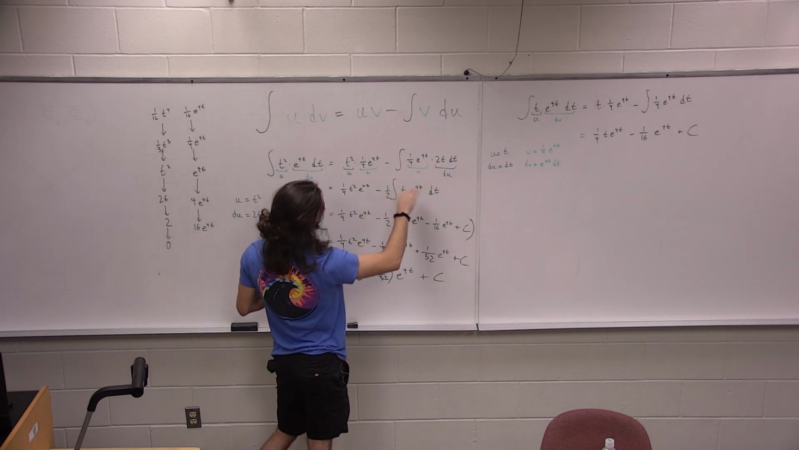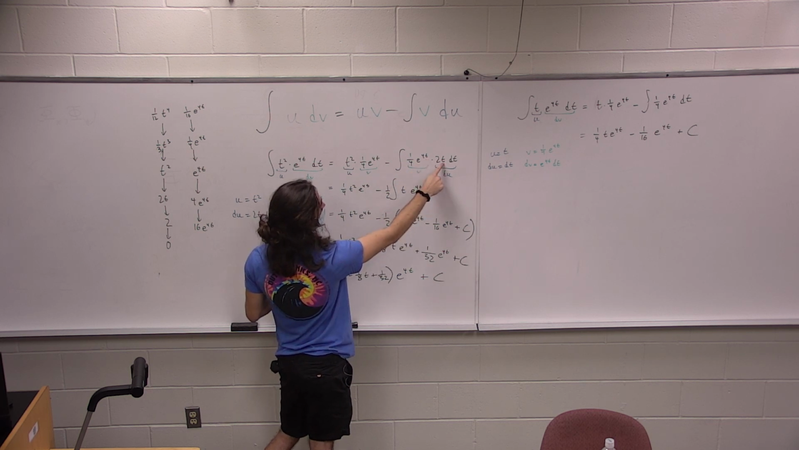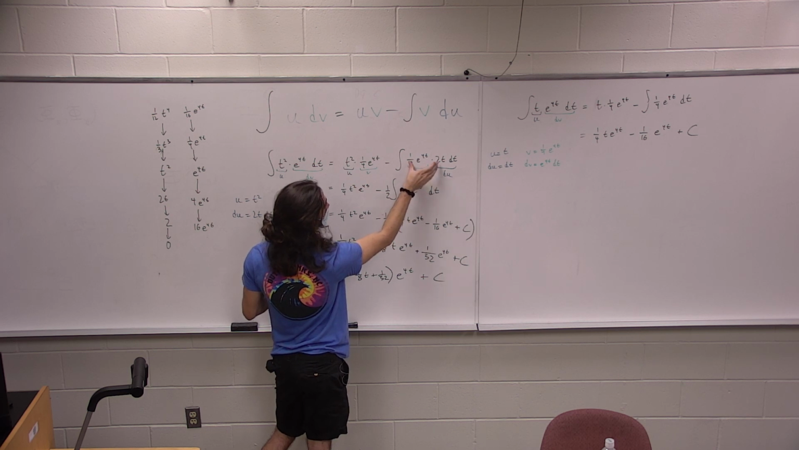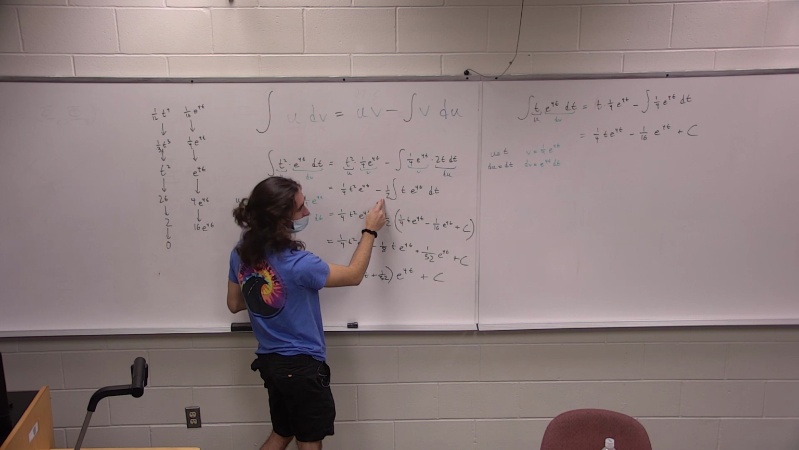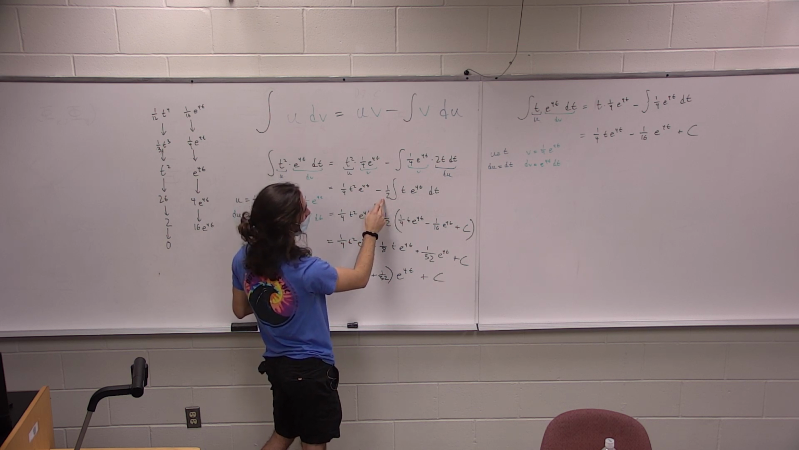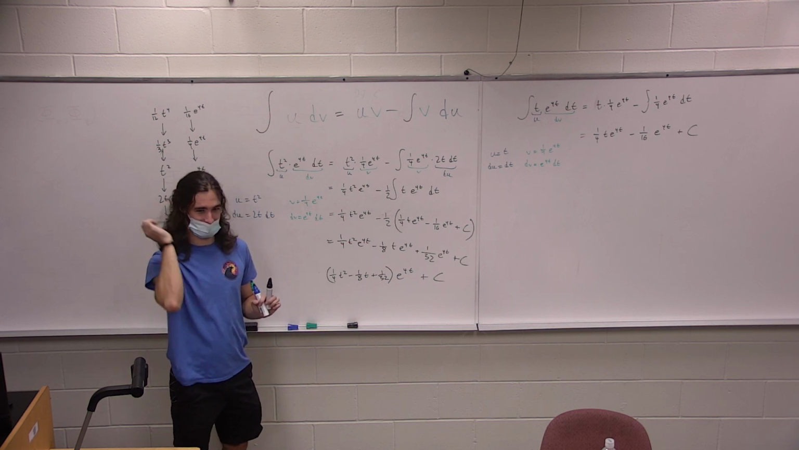So I just moved things around here as well. The e to the 4t is here. The t is here. And then the 1/4 and the 2 both pull out of the integral, and that's 2/4 up front. So it's just moving multiplication around.